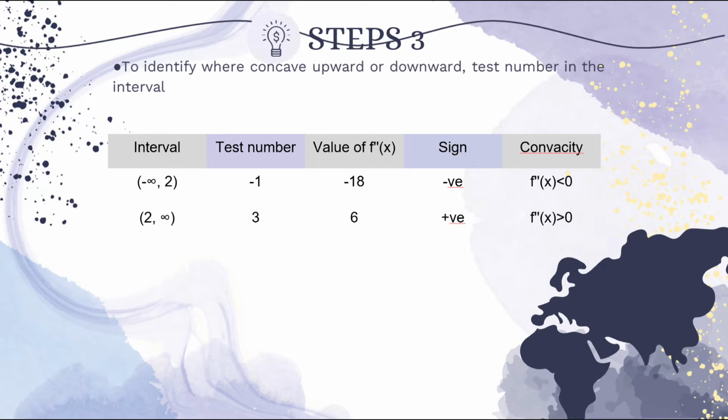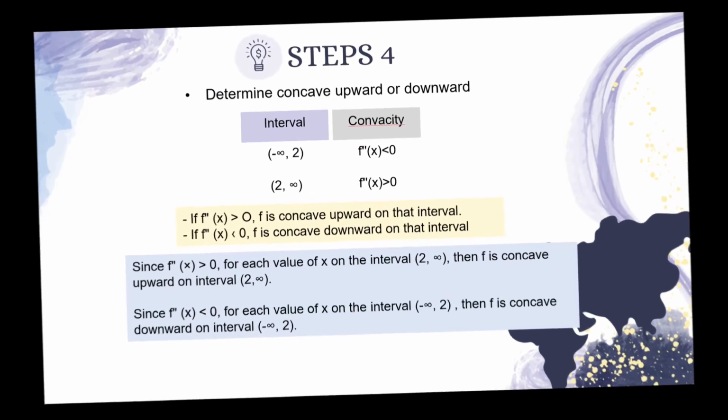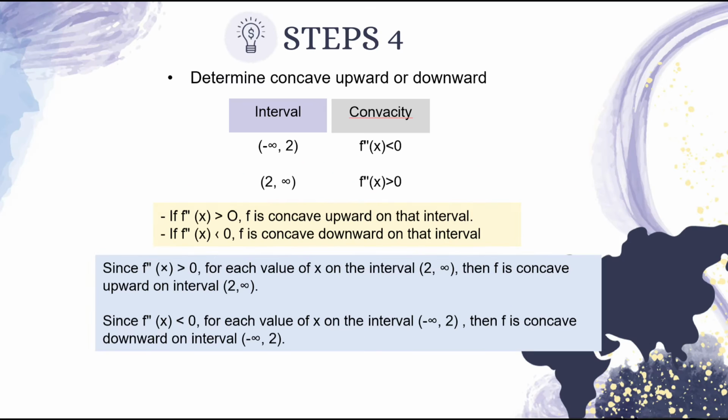Following that, in the third column, we can write down the number you obtain by inserting the test number into the function. The next column is the sign, either positive or negative. Lastly, the concavity, whether the number obtained is greater than 0, a positive number, or less than 0, a negative value. Next, the following step is to determine whether it's concave upward or downward. Let's recall, if the value of the second derivative of f is greater than 0 on the interval, then it is upward, and vice versa.